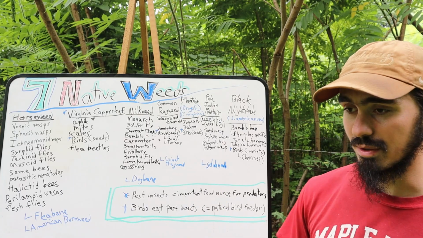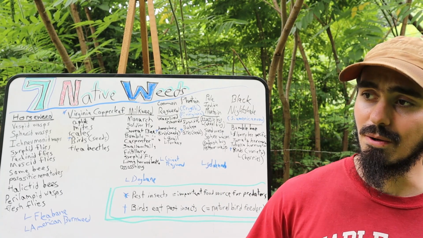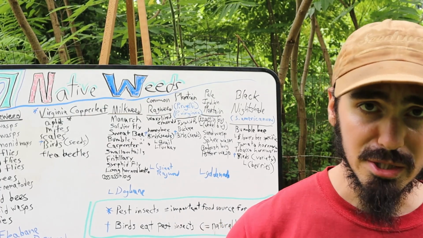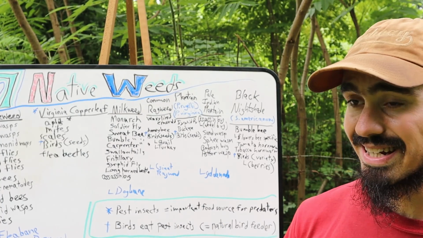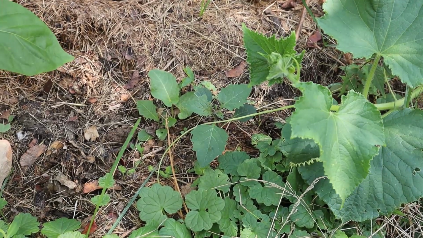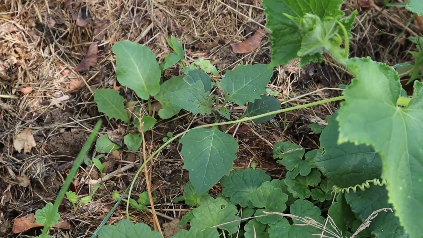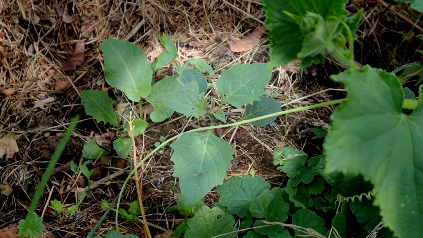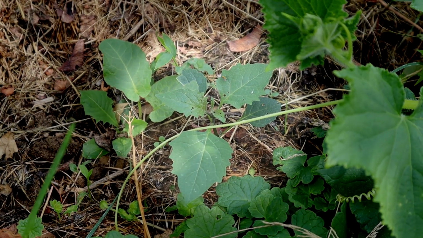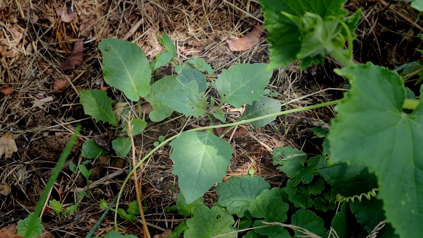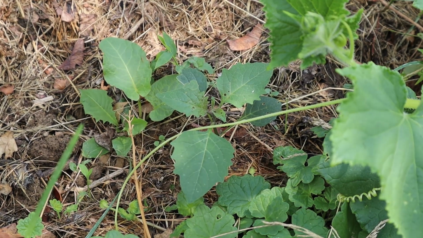And then last but absolutely not least, I want to talk about the black nightshade. Now, there are multiple different species, but the one native species that I really want to talk about is the Solanum americanum. So this is another plant that I see a lot of holes chewed into the leaves, kind of similar to the Virginia copperleaf. So this plant is also very ecologically important, it seems to be, in the landscape.